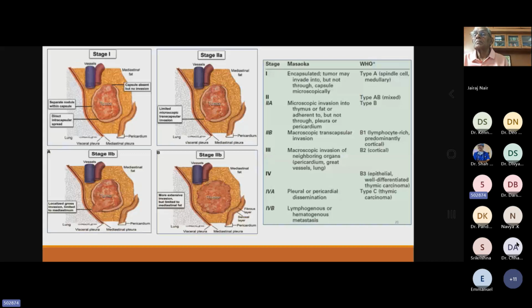Stage 2A, microscopic invasion is seen into thymus or fat, but not through the pleura and the pericardium. Stage 2B is showing the macroscopic transcapsular invasion, and this is classified in WHO as B1, lymphocyte rich, predominantly cortical.